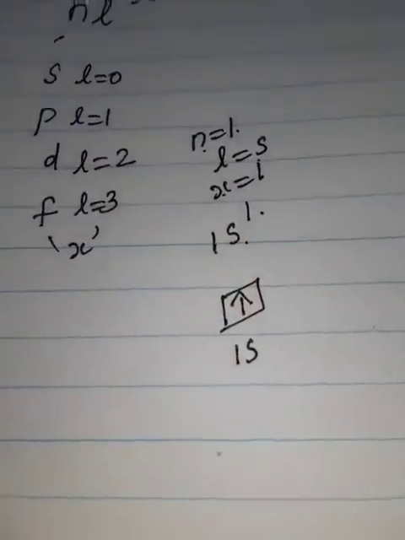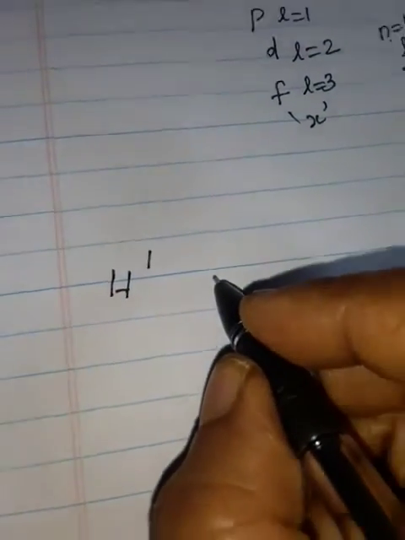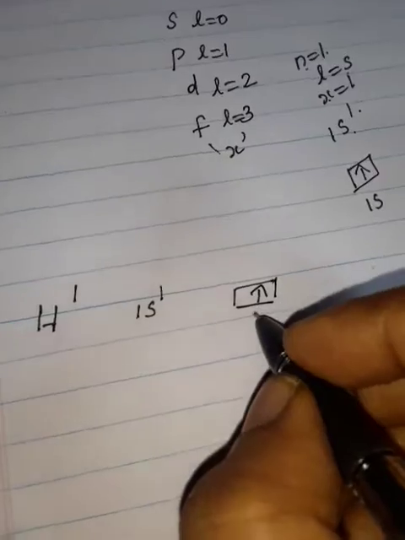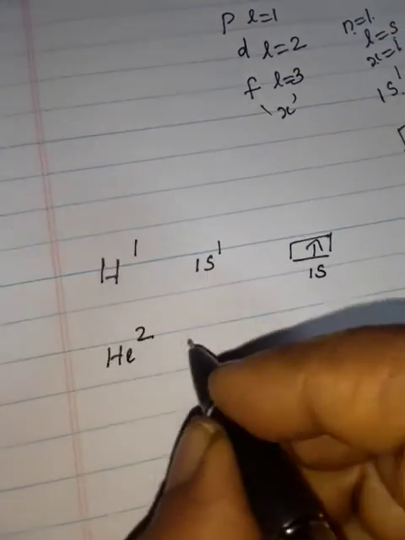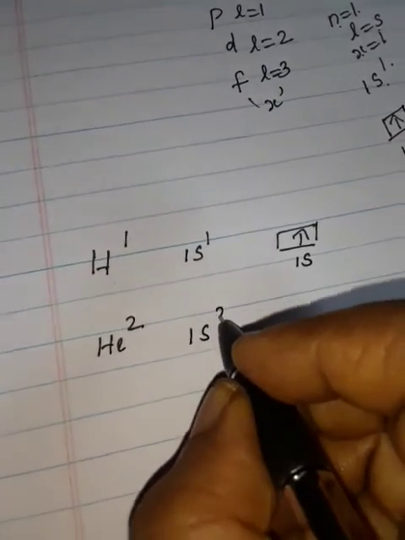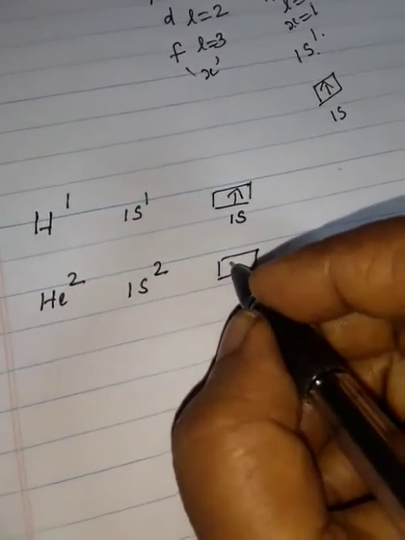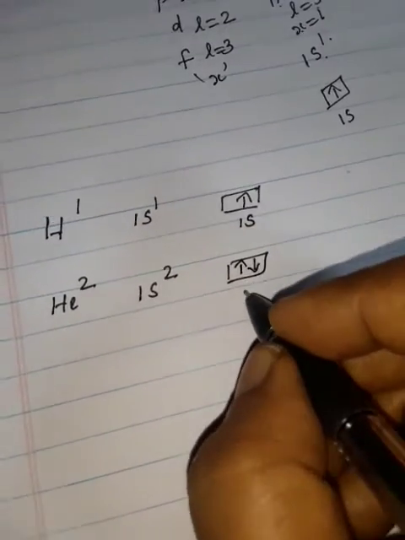Now we can see some of the examples. Hydrogen, having 1 electron, so the configuration is 1s1. This is the orbital diagram of 1s1. Next, helium, atomic number 2, configuration 1s2. In the orbital diagram, there are 2 electrons having opposite spins.